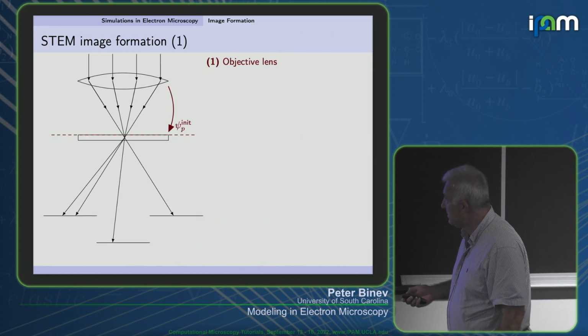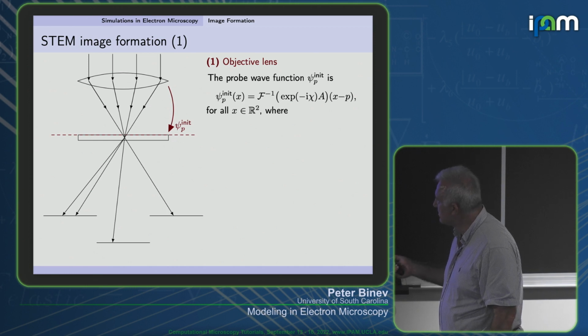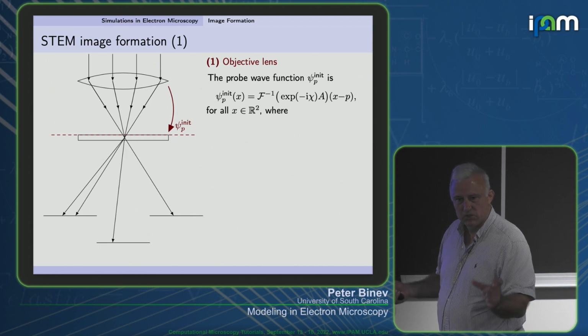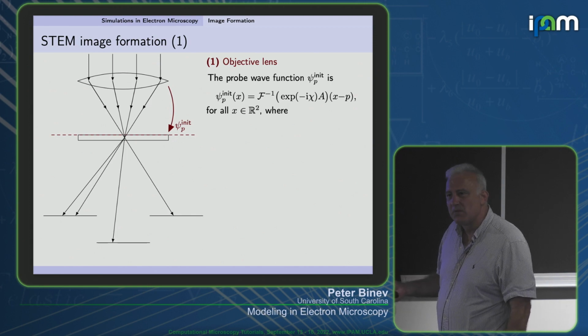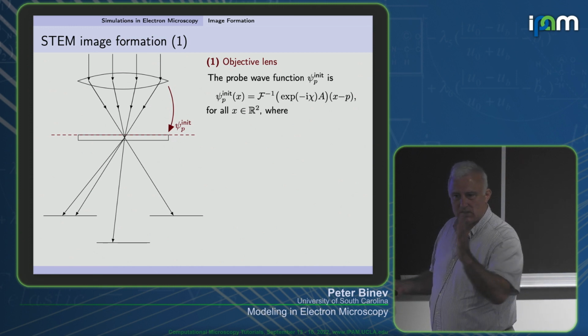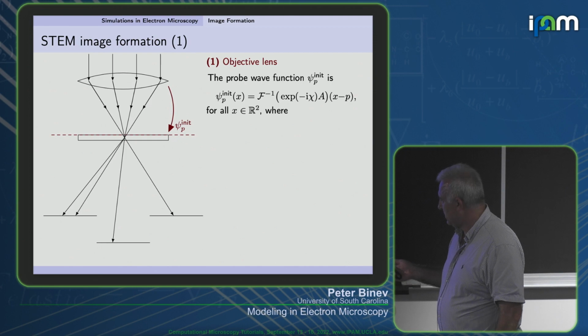So the objective lens: the probe wave function is usually calculated as the inverse Fourier transform of this exponential function evaluated at x minus p, which means it is shifted by the position of the probe. We consider this to be approximately the same, and I think that more or less that is true, even if it is moved by the electron microscope, the differences are minimal.